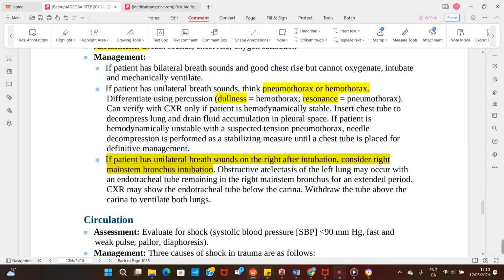If there's tension, you don't place the chest tube first. The first thing is to do a needle decompression. And how you are going to know there's tension is you are going to see the tracheal deviation, right? You are going to see the raised JVP. You can also observe the hypotension that is going to happen because of the obstructive shock, right? So you can verify with your chest X-ray only if the patient is stable. That's when you can verify with your chest X-ray.